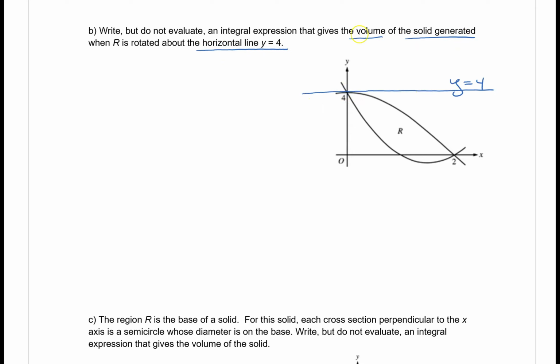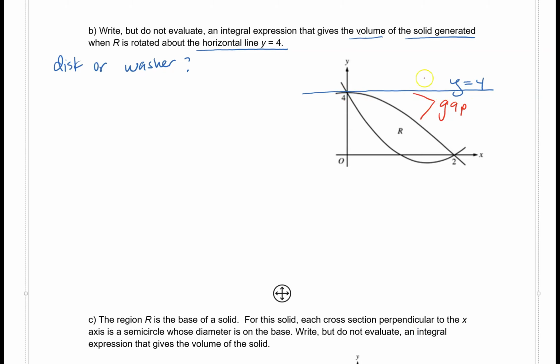So because this is a volume of solid of revolution problem, the first thing we should do is check whether or not we are going to be using the disk or washer method. Now you may notice that there is a gap between the axis of revolution and the closer boundary to the region. So that indicates to us that we're going to need to use the washer method.